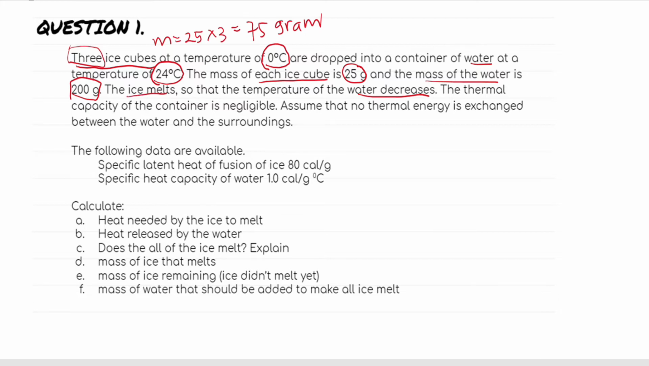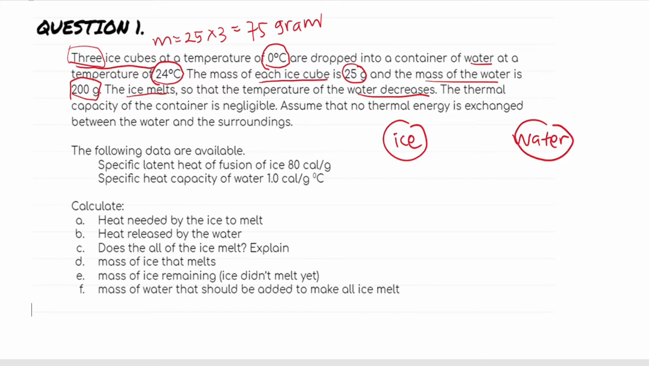So the heat needed by the ice is to melt, and the heat released by the water is to decrease the temperature. So we use a difference equation of the heat between ice and water. Next, the thermal capacity of the container is negligible. It means that the container doesn't absorb or release heat, so we only focus on ice and water. And we need to assume that no thermal energy is exchanged between the water and the surroundings.